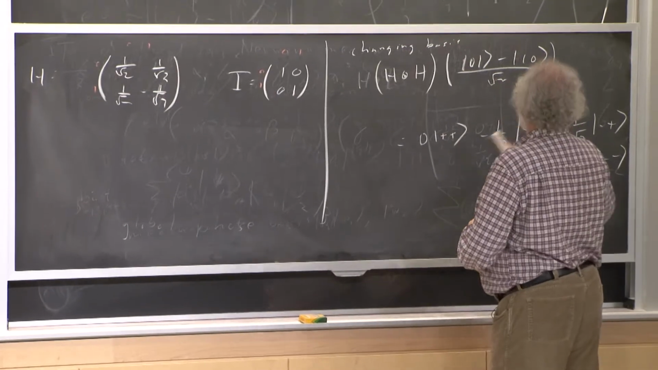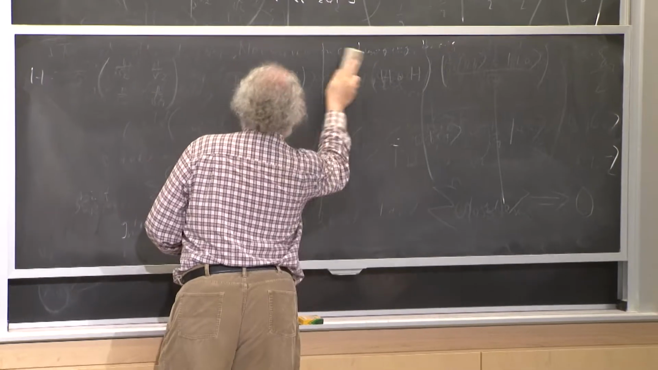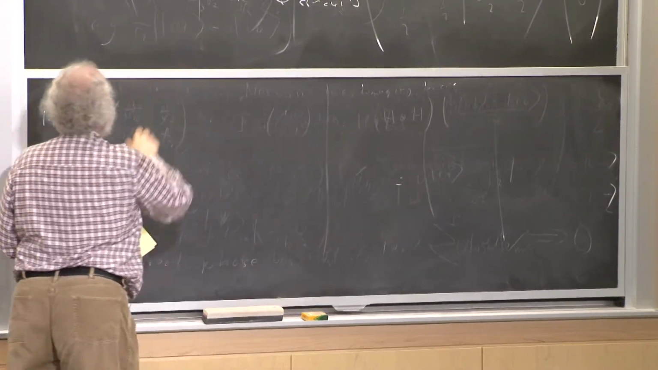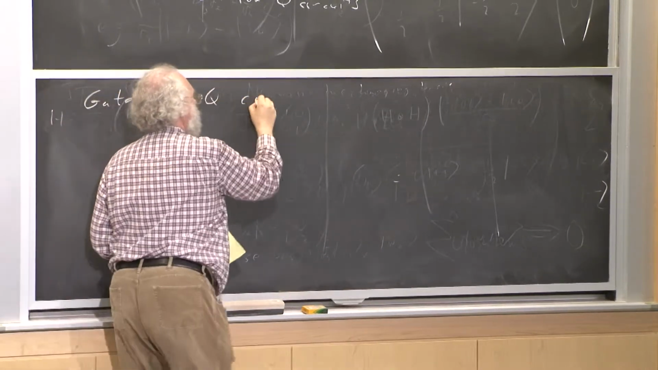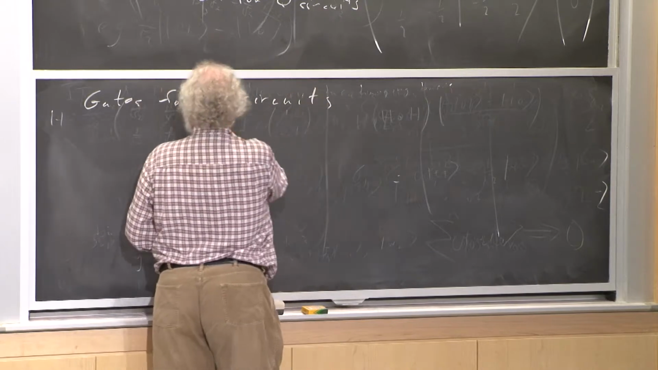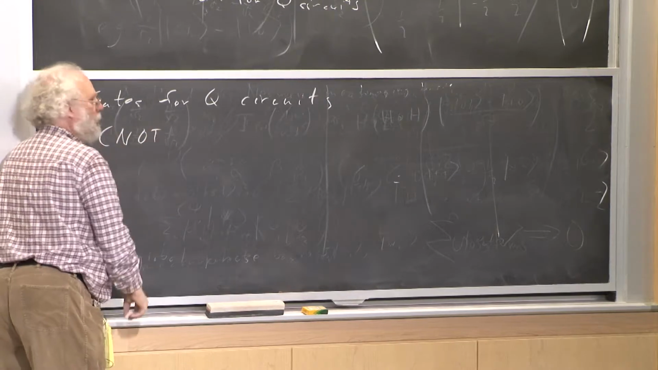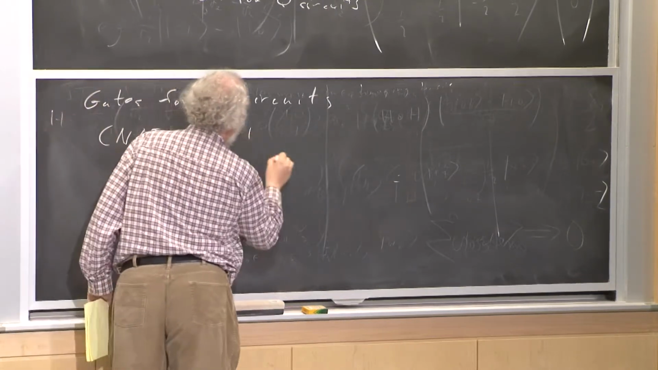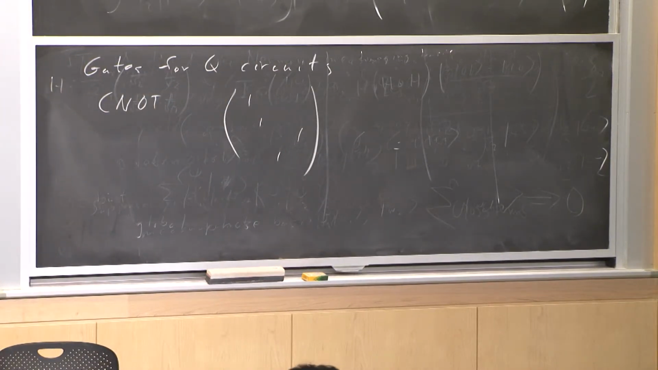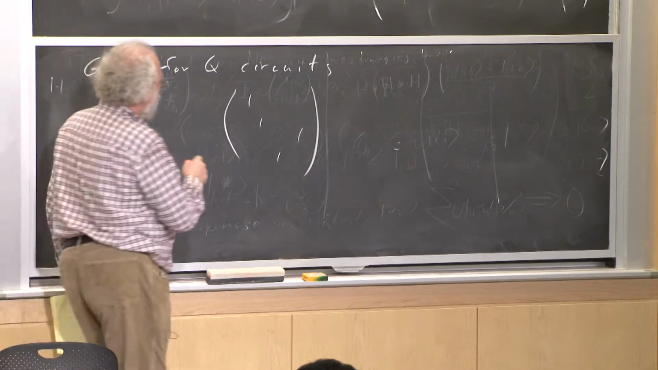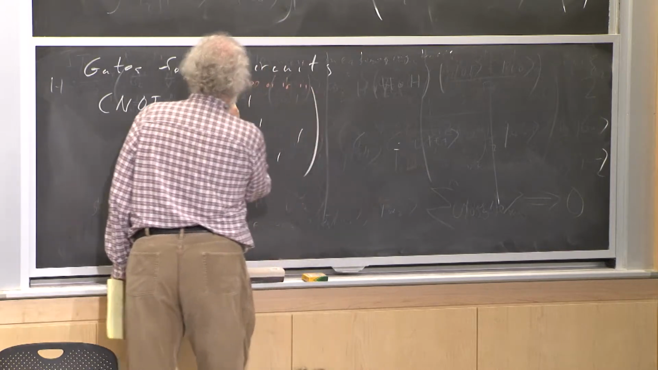Well, gates for quantum circuits. Well, the most important gate, maybe, is C naught, which is 1, 1, 1, 1, zero, 0, 0, 1, 1, 0, 1, 1.